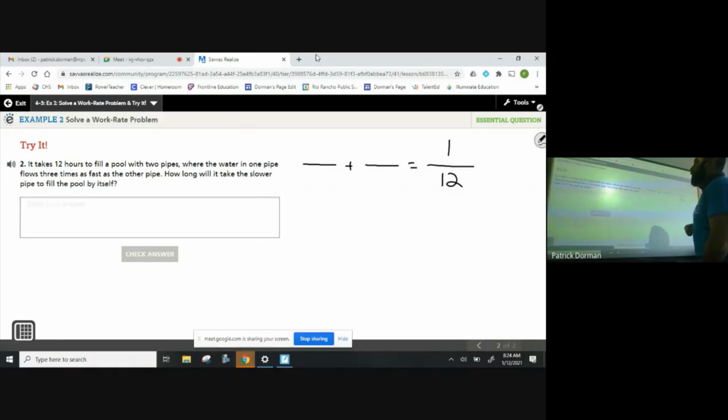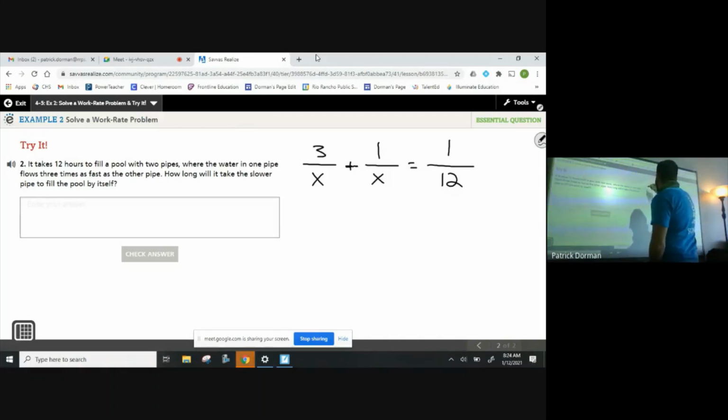One pipe flows 3 times as fast as the other pipe. Okay, so we'd like to know what the rate is. So we don't know either rate, right? We don't know the rate of the slower one. We don't know the rate of the faster one. What we do know is that the slower one fills one pool at a certain rate, but the faster one can actually do 3 pools at the same rate, since it's 3 times as fast, right?